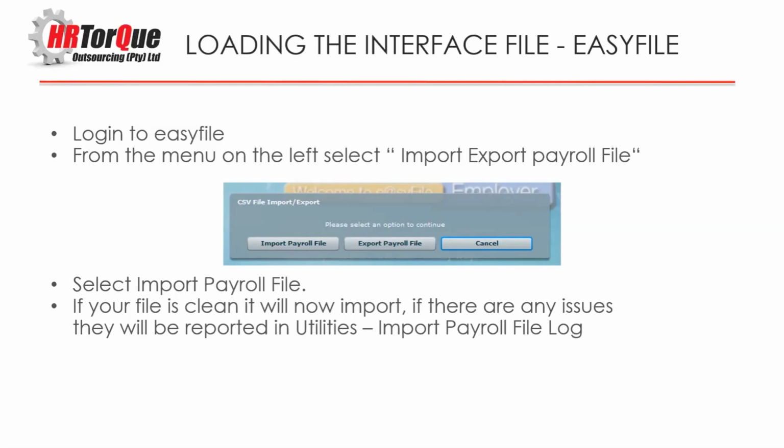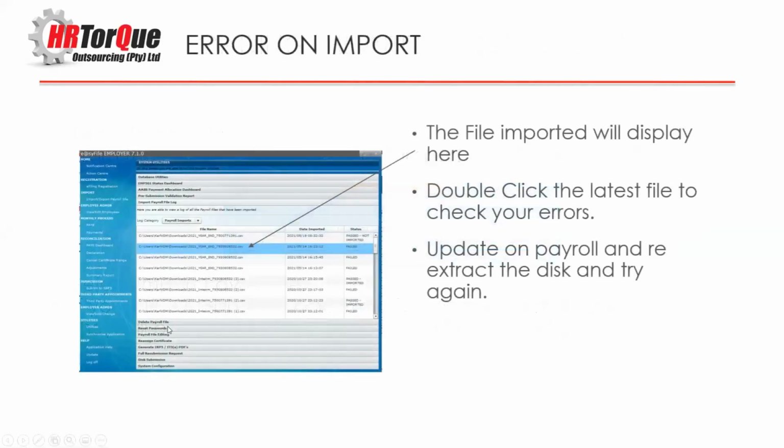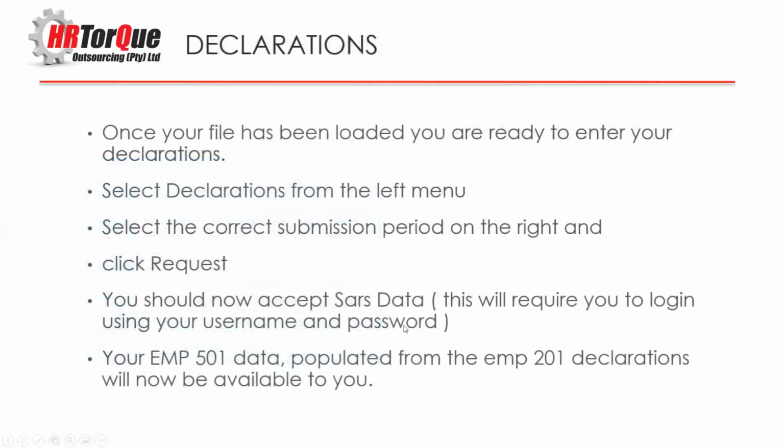There's a bunch of items that you have to click on to say yes, you want to import and all those kinds of things, but you just follow the prompts. If your file imports cleanly, it will report that to you and your file will have imported. If there are any issues, you can go down to utilities in the left-hand menu, import payroll file log, which will then list all the files that you downloaded. So there you go to utilities.